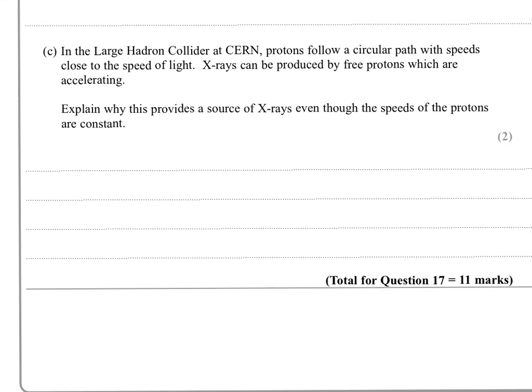In the Large Hadron Collider at CERN, protons follow a circular path with speeds close to the speed of light. X-rays can be produced by free protons which are accelerating. Explain why this provides a source of X-rays even though the speeds of the protons are constant. Okay, so this is the fact that they're moving in a circle. This is taking us back to the circular motion and the fact that an object moving in a circle does not have a constant velocity, even though it has a constant speed. Because its direction is changing, its velocity is changing, and therefore that particle is accelerating. So protons moving in a circle are accelerating, and therefore they will produce these rays.